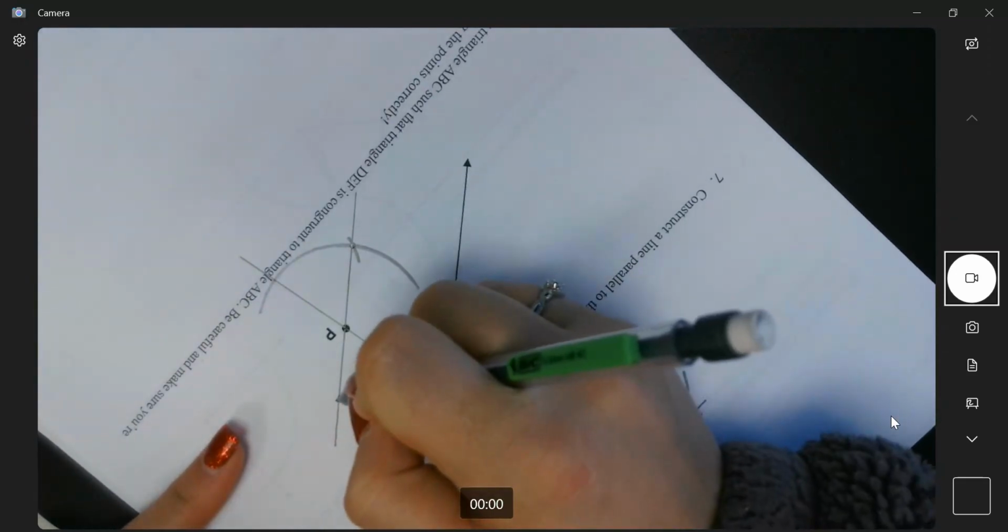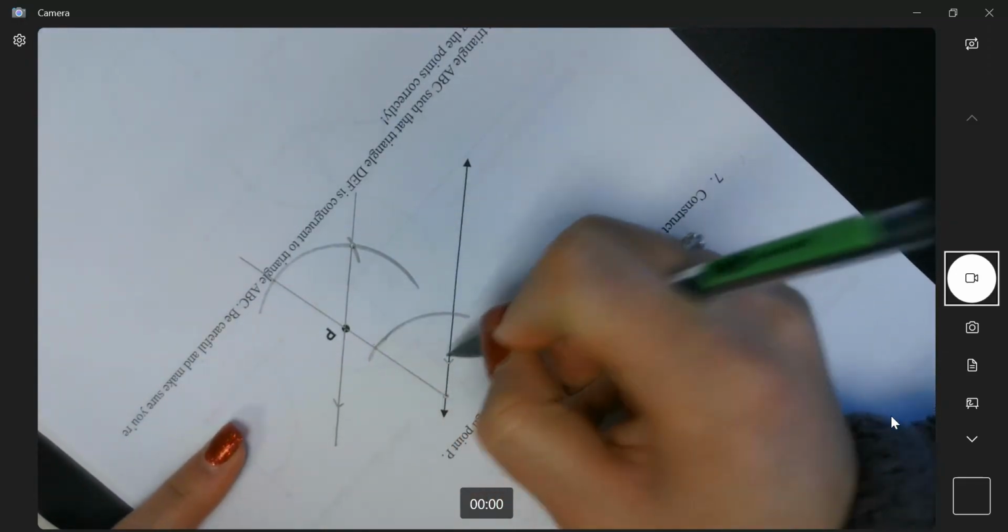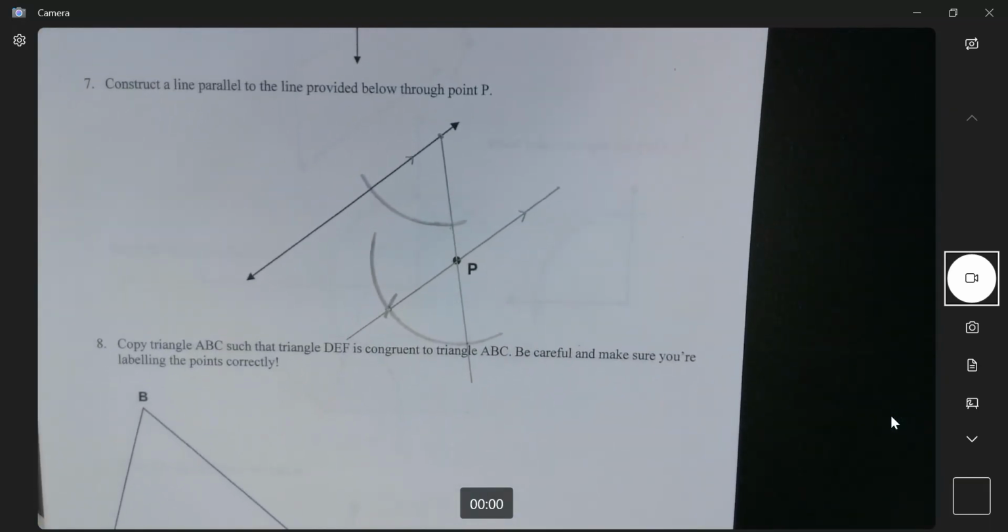There we go. These guys are parallel. Turning my paper right side up again. That's what it should look like if you followed along with my direction there. So again, it's very similar to copying an angle.